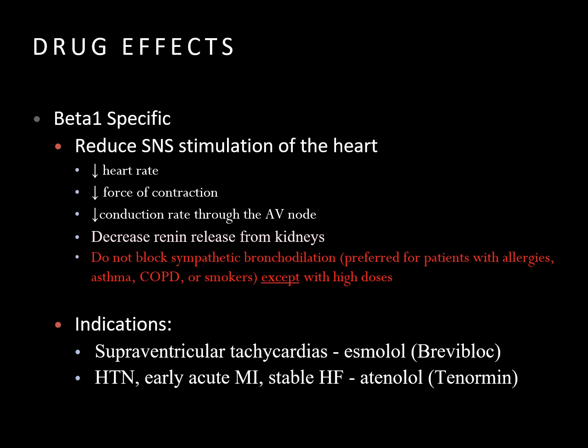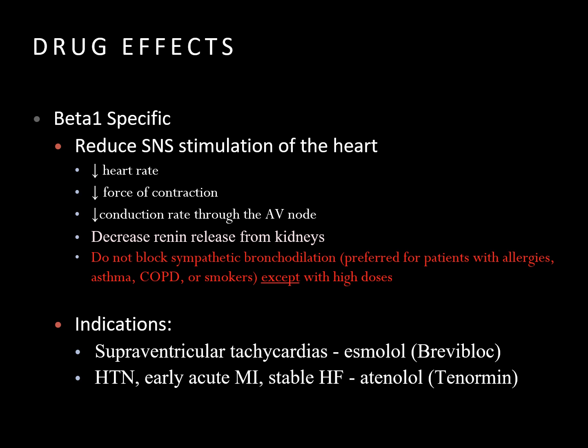And here we are with our beta 1 specifics. This is going to be far better, much more indicated for any patient that has any respiratory involvement. So if we're going to treat them for hypertension, if we're going to treat them for any kind of cardiac involvement, if they have any respiratory issues, COPD, emphysema, asthma, this is going to be better for that patient. A beta 1 specific will not involve beta 2.